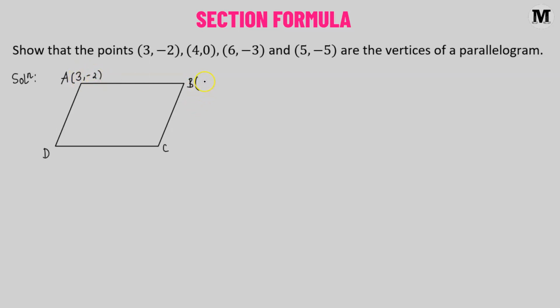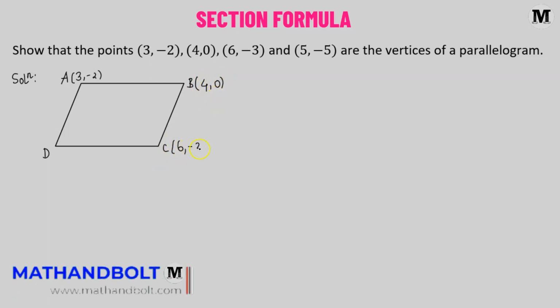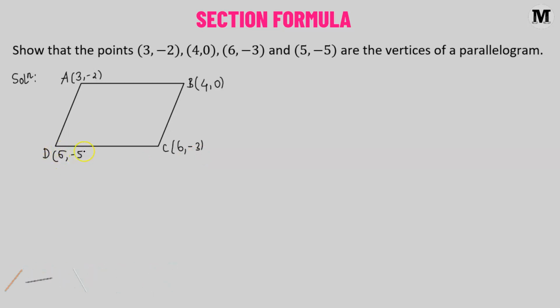Coordinates of vertex B, let it be (4, 0). Coordinates of vertex C, we're going to denote it by (6, -3), and the fourth vertex D has the coordinates (5, -5). Next, we will join the diagonals AC and BD.